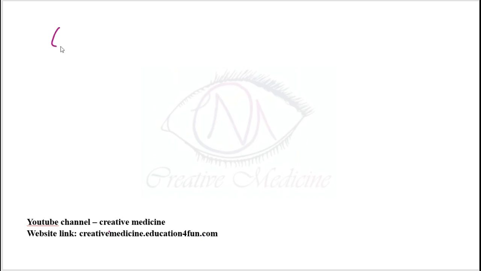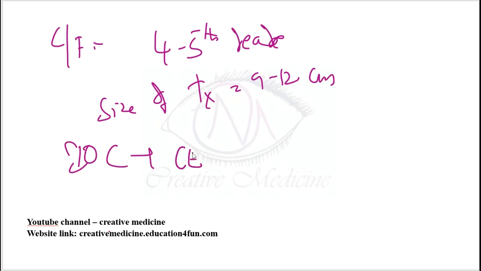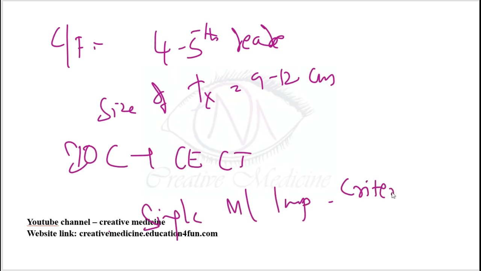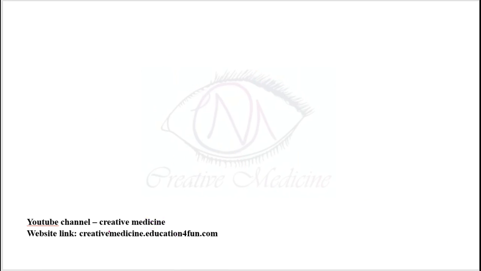Then if you see the clinical features of adrenal carcinoma, it is seen in the 4th to 5th decade of life, and the size of the tumor is almost 9 to 12 centimeters at the time of presentation. Investigation of choice is CECT, and the single most important criterion for malignancy in this adenocortical tumor is the size of the tumor. Then once you have done the CECT and found out the size, then treatment should be done.